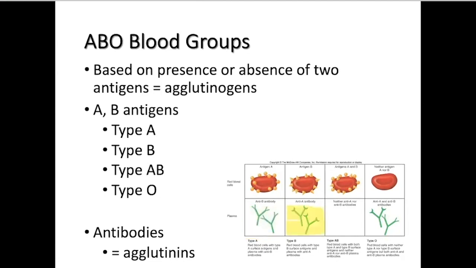If you are blood type B, you will have anti-A antibodies. Remember, you will have the antibodies for the antigens you do not have. If you are type AB, since you have both antigens, you will not have any antibodies. If you are type O, since you do not have any of the antigens A or B, you will have antibodies for both anti-A and anti-B.